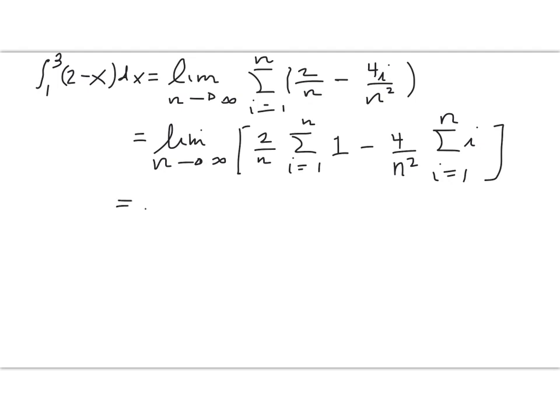Okay, now once we're here, those summation formulas that we talked about a few moments ago can be applied. So here we get 2 over n, and in this sum we're just adding up n ones, which is the same as n. And then in this second sum, we're adding up 1 plus 2 plus 3 up through n. We saw that that result, according to the formula, was n times n plus 1 over 2.